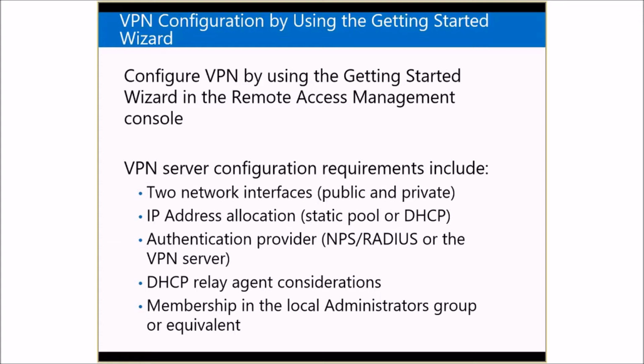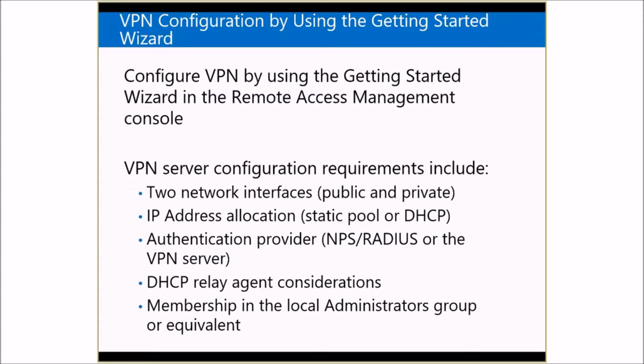So again, this will make a lot more sense when we actually do our worksheets. We can configure VPN by using the Getting Started wizard of the Remote Access Management, or we can actually use the RAS Management Console. VPN configuration requirements include 2 network interfaces. So like I said, inside, outside. If you don't have that, you can't have a VPN server.